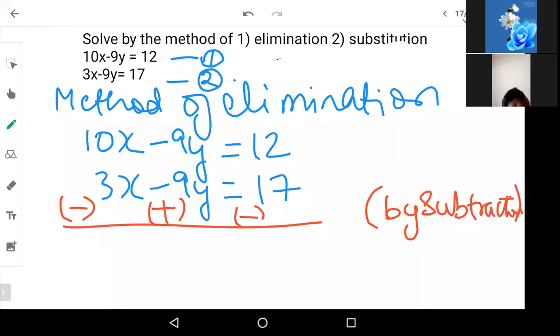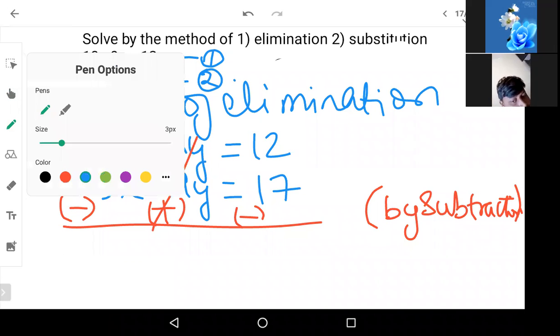Now, once you do this procedure, you can easily see that plus 9 and minus 9 will get cancelled. So this is going to become plus 9 because you have changed the sign. This is going to become plus 9y and here it is minus 9y. So that is why it got cancelled. Now what is remaining with us? What is the other number which is remaining?